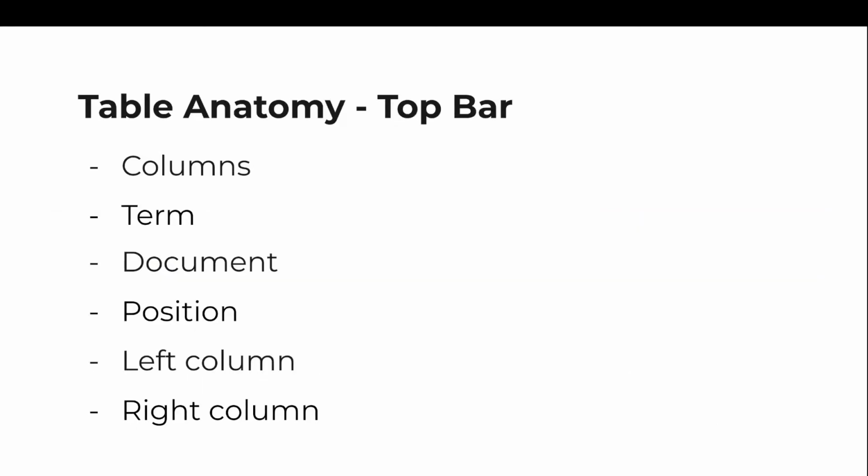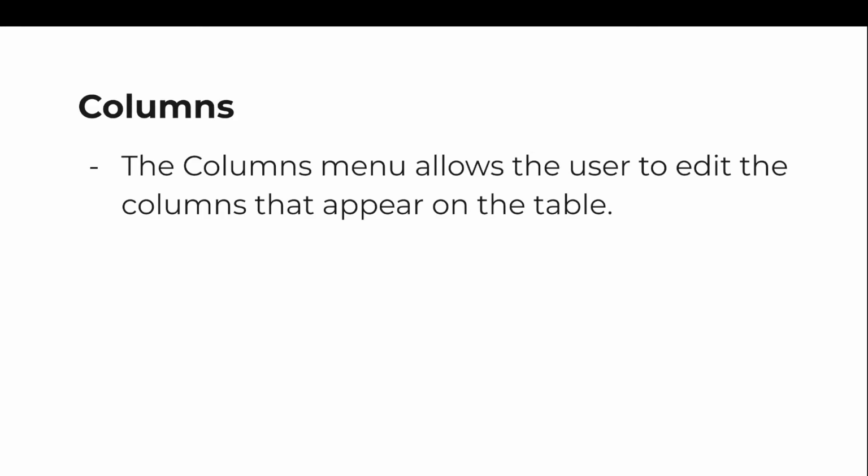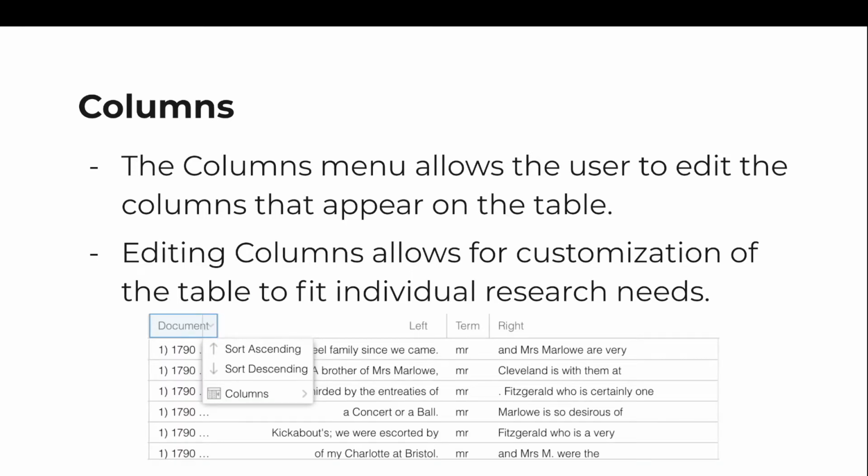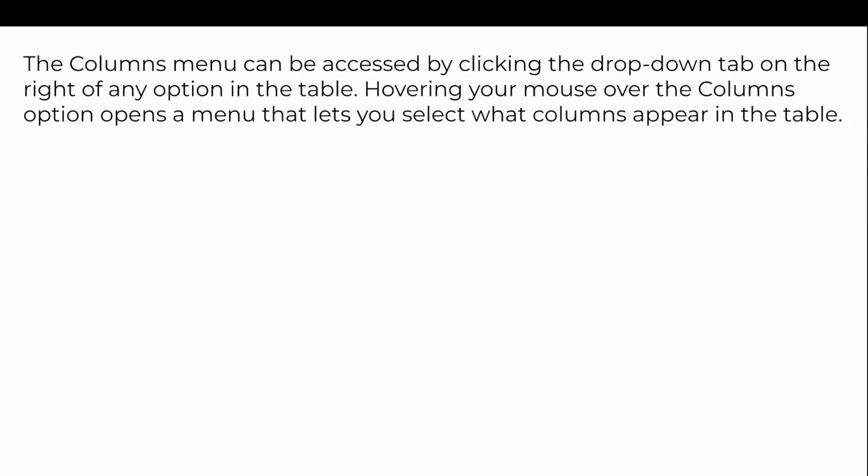Let's dive into the anatomy of the table and explore the various functions of the context skin. The top bar of our table consists of these functions: columns, term, document, position, left column, and right column. The Columns menu allows the user to edit the columns that appear on the table. Editing columns allows for customization of the table to fit your individual research needs. The Columns menu can be accessed by clicking the drop-down tab on the right of any option in the table. Hovering your mouse over the Columns option opens a drop-down menu that lets you select what columns appear in your table.